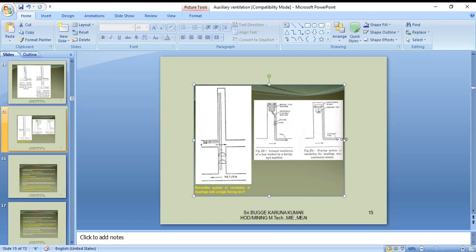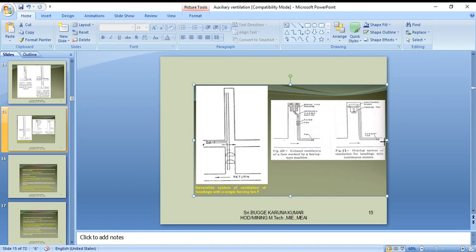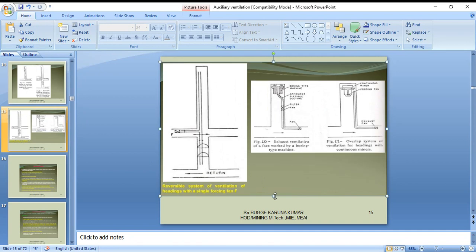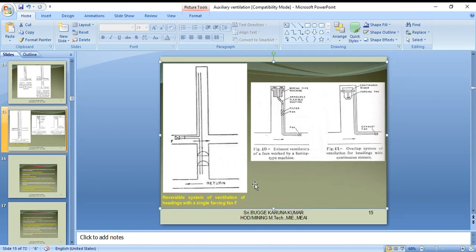Then this is very clearly showing here. One more model. So this is a return, so reversal system of ventilation of headings with single force fan.